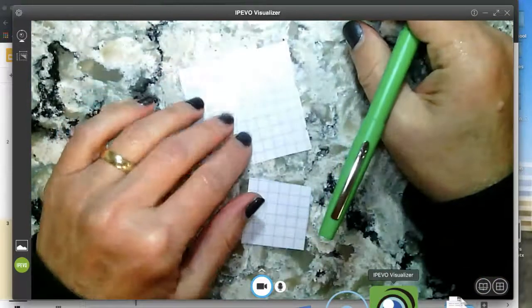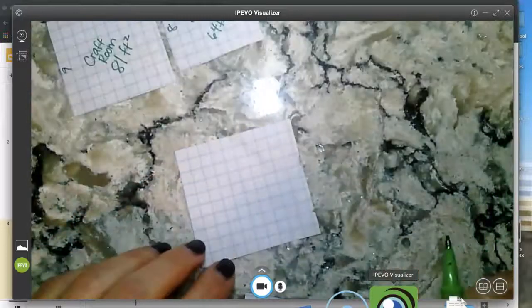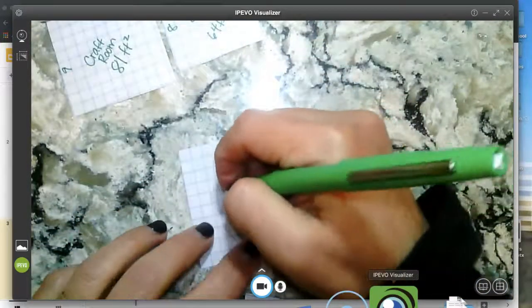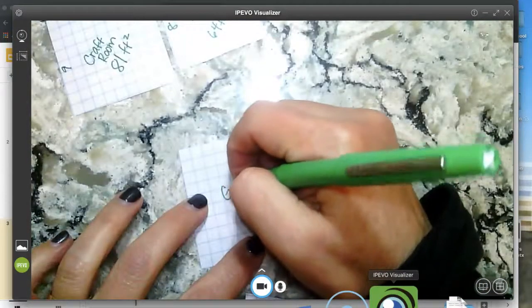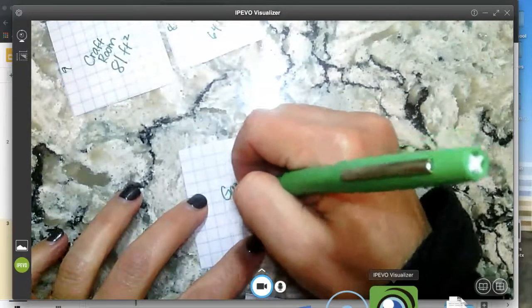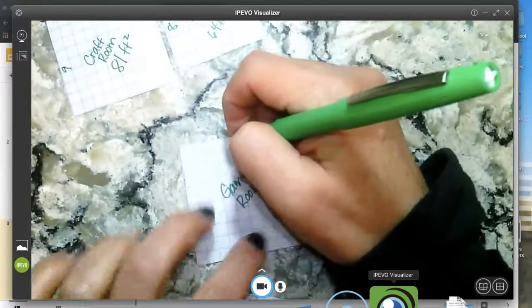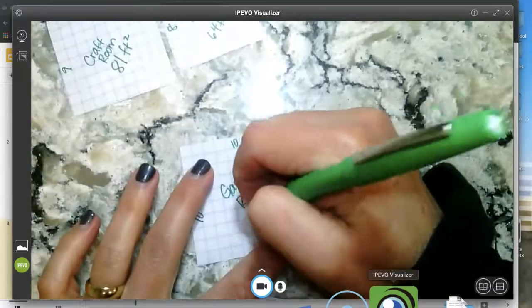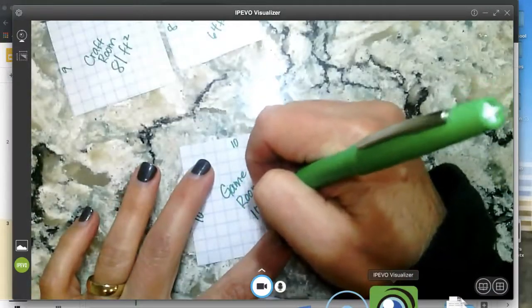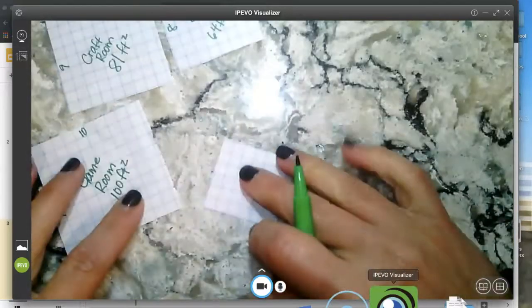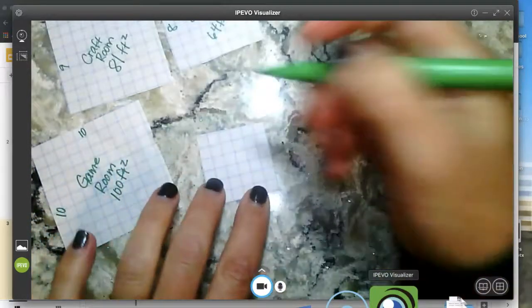The next one we have here, I wonder if I can get that glare off of there, is the game room. It has a side length of 10 on each side. So our area is 100 feet squared. And our last one is the patio.